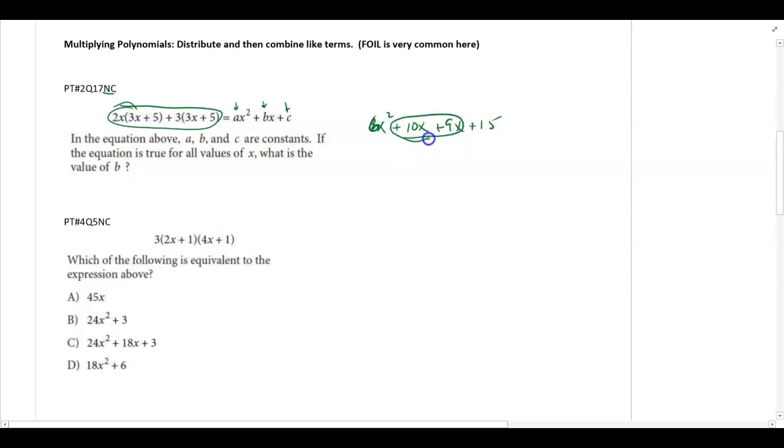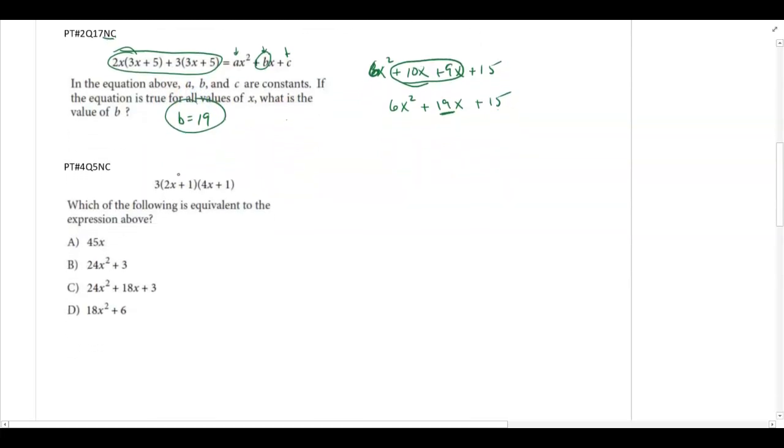When I combine the two middle terms, I get 6x squared plus 19x plus 15. Now remember, b is the number in front of x. What number is in front of the x term here? 19. So we would bubble in 19 for b.